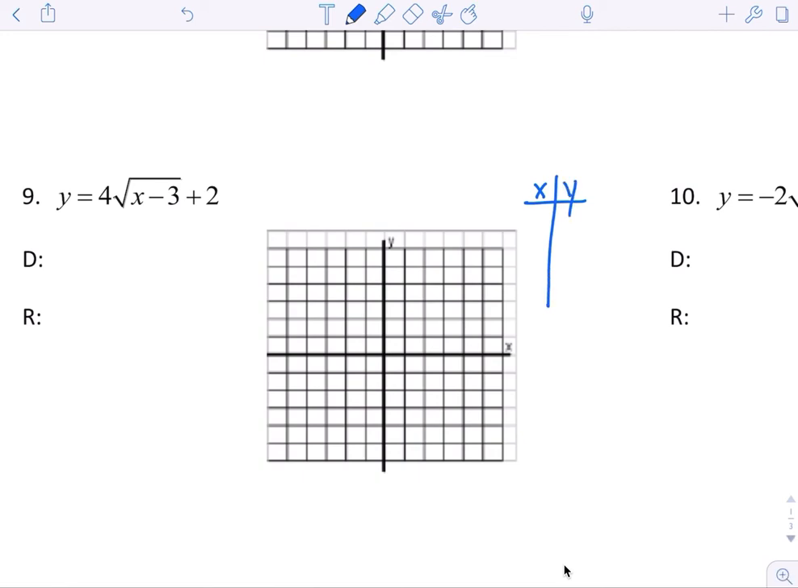Number 3. So remember, we try to get a square root of 0 on the inside, so we should probably plug in 3 into here. 3 minus 3, 0. Square root of 0, 0. 0 times 4, 0. 0 plus 2, 2.